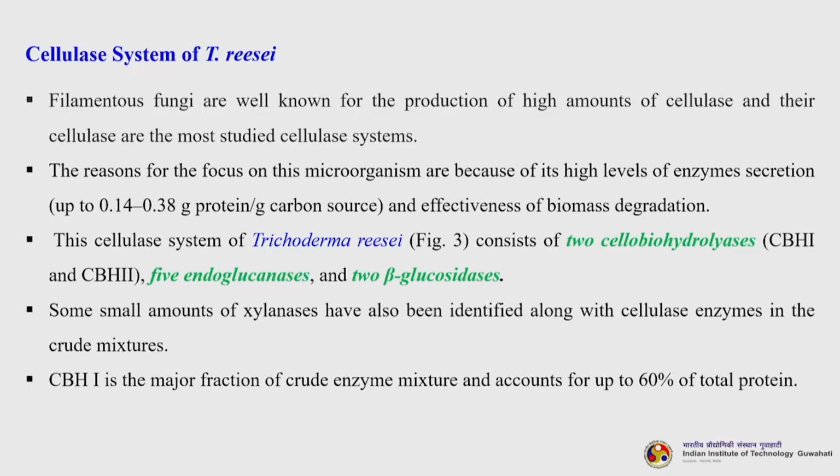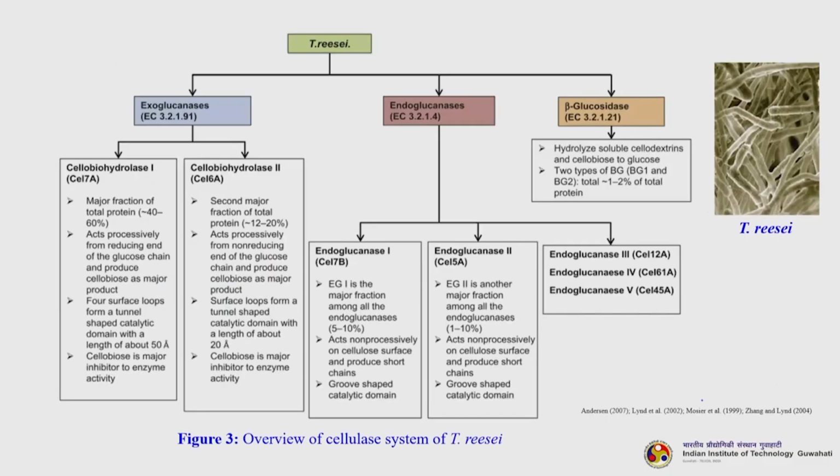So, the cellulase system of Trichoderma reesei consists of two cellobiohydrolases, CBH1 and CBH2, 5 endoglucanases and 2 beta glucosidases. Now, some amounts of xylanases have also been identified along with cellulase enzymes in the crude mixtures. CBH1 is the major fraction of the crude enzyme mixture and accounts for up to 60% of the total protein. So, this particular slide will help you understand the different types of enzymes produced from Trichoderma reesei and their roles.